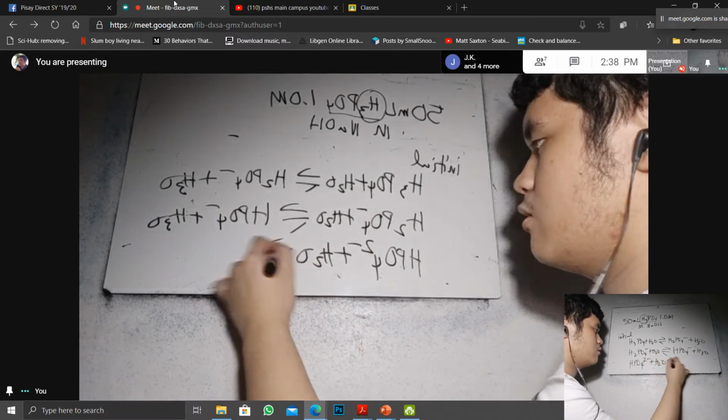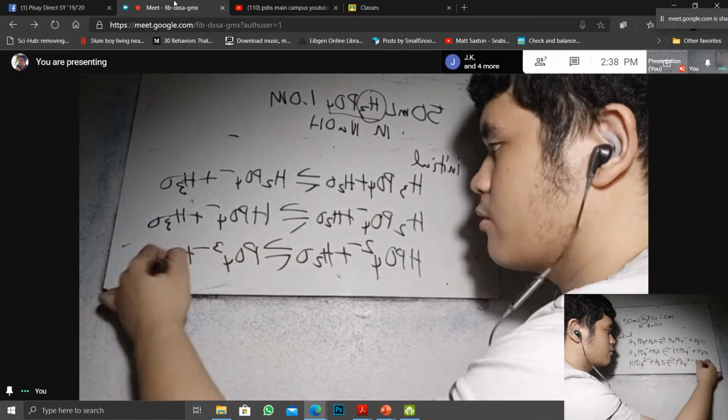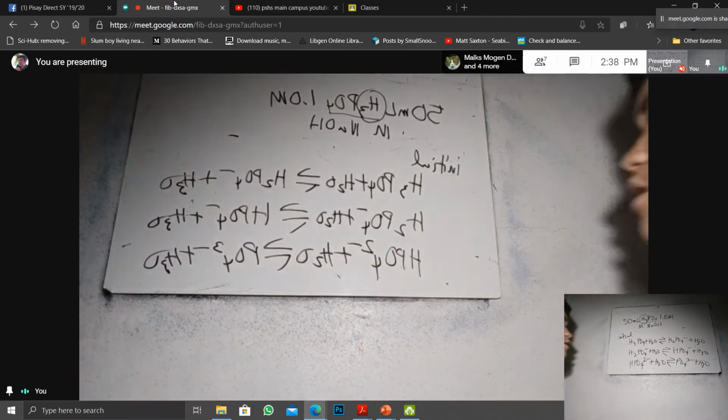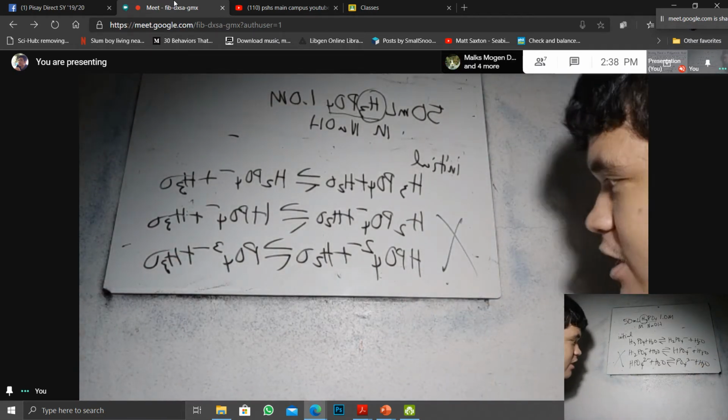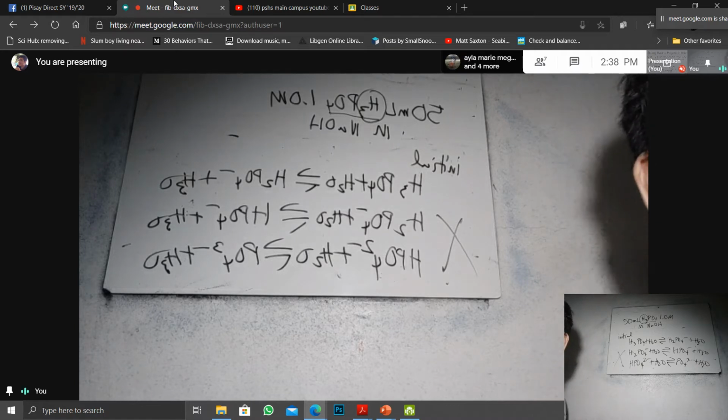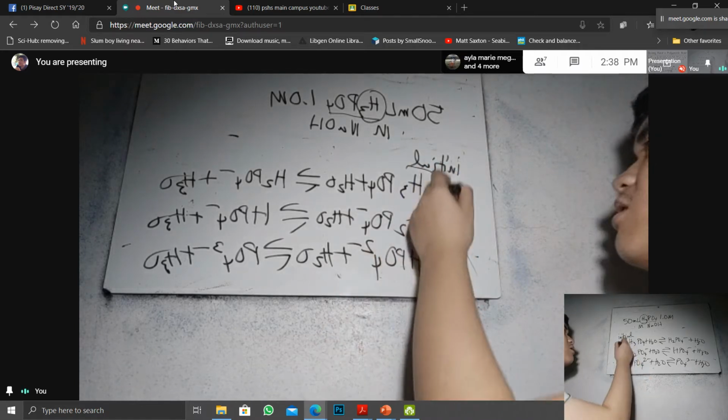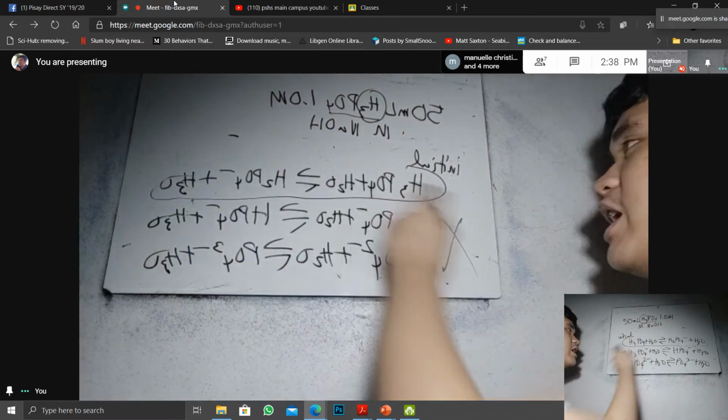Ayan, 3 step, no? Pero actually, in reality, itong concentration ng hydronium na makukuha natin dyan, it won't affect the pH that much na kasi sobrang liit. So always, kahit ito lang yung gawan nyo na ice table, okay na.